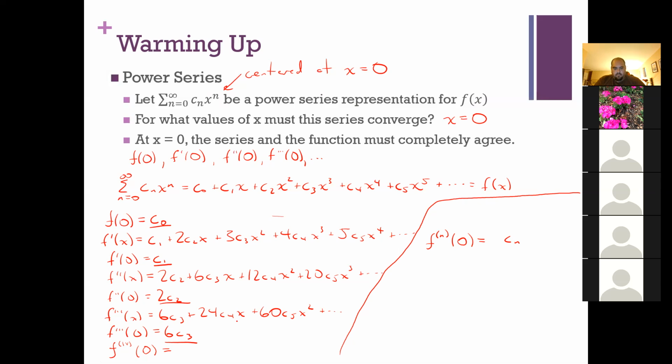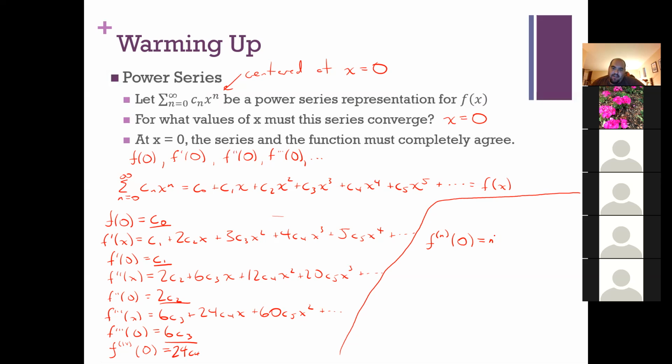It'd be 24, yeah, it'd be 24c4, right? Now, can I generalize basically what is multiplied? Basically, what am I multiplying by Cn when I generalize these derivatives? Would it be n times n plus 1? Or no, that's not right.